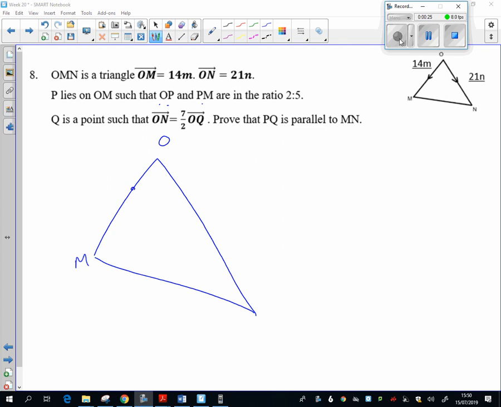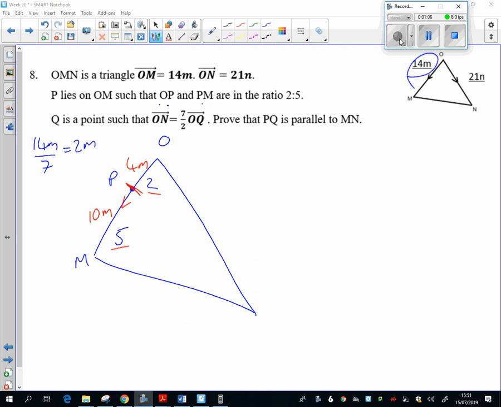Okay, so I'm told that P lies on OM such that OP and PM are in the ratio 2 to 5. So if that's 2, that's 5. I also know that OM is 14M. So if I share that 14M out in the ratio, 2 plus 5 is 7, so each part is worth 2M. So this bit here is 2 lots of 2M, and this bit here is 5 lots of 2M. And that works, doesn't it? I should also label on that it's going in that direction. So if that's 14M in total, OP is 4M and PM is 10M.